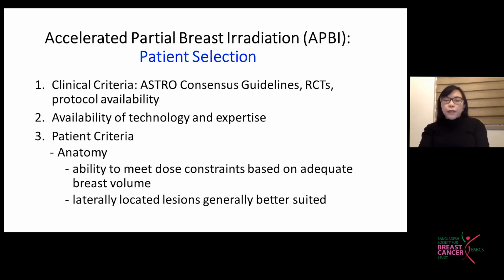So for example, the anatomy. Even if you have a patient that would be considered suitable, the anatomy would still influence whether APBI is appropriate or not. For example, it's the ability to meet those constraints. For instance, in EBRT, you want to make sure that the surgical cavity is relatively small compared to the full breast volume. So if you have a patient with a small breast and a relatively large seroma, you'll probably have a difficult time meeting the constraints. So the patient's anatomy would also be a consideration.